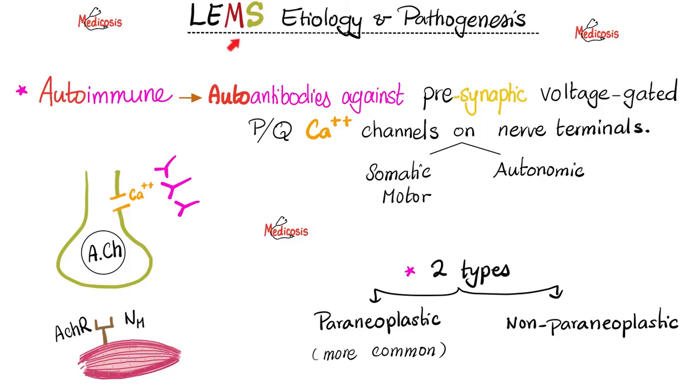How about Lambert-Eaton myasthenic syndrome? We have autoantibodies against presynaptic, not postsynaptic, voltage-gated PQ calcium channels, and we find them in somatic nerves and autonomic nerves as well. There are two types of Lambert-Eaton: those who have cancer with it, and that's the most common, and those patients who do not have cancer with that. And that's why many oncologists describe Lambert-Eaton myasthenic syndrome as a paraneoplastic syndrome, a syndrome that happens in parallel to cancer.